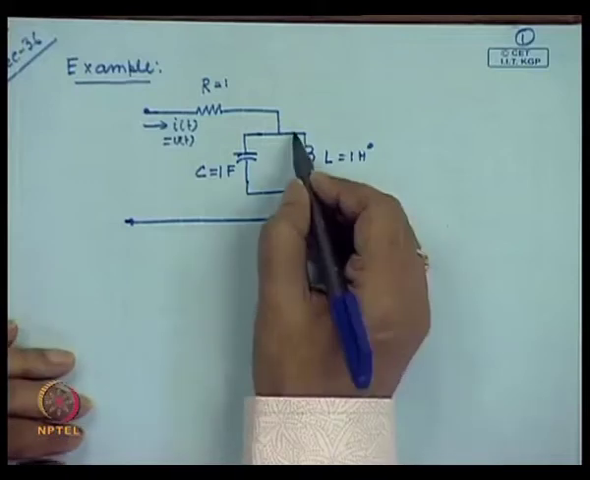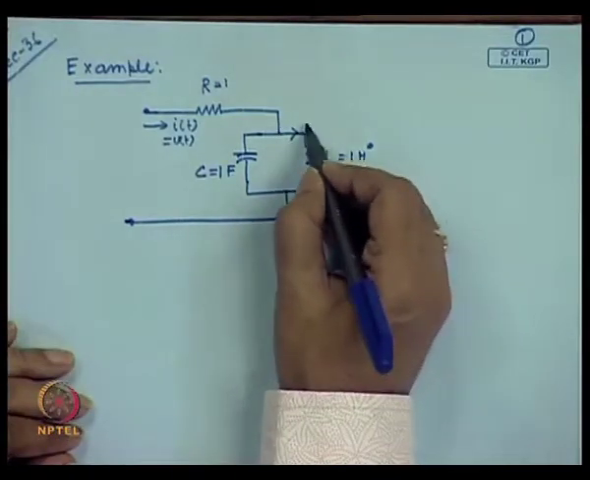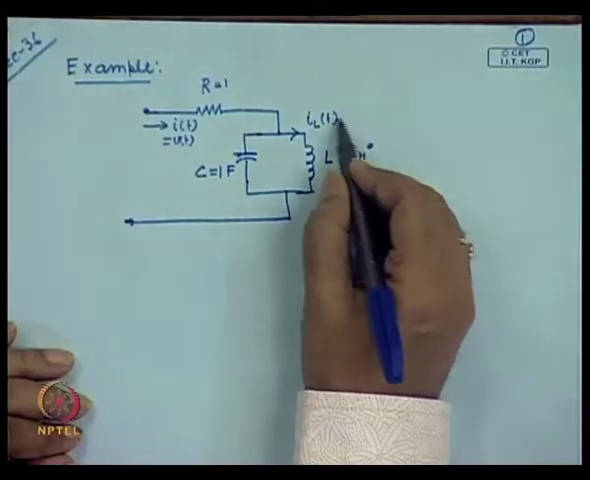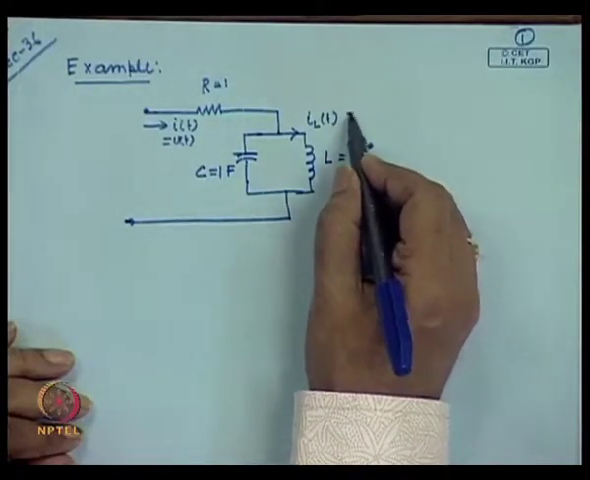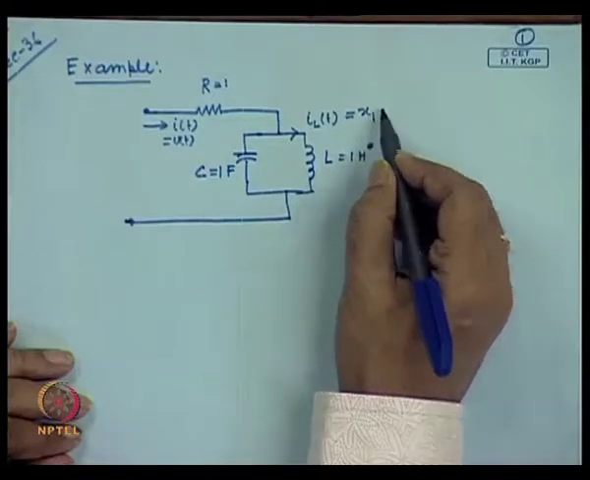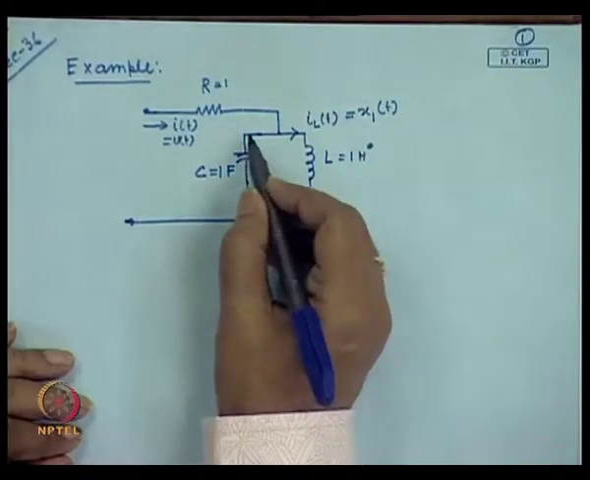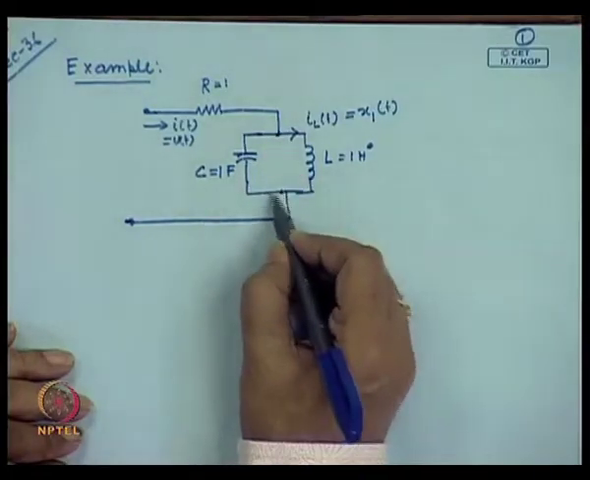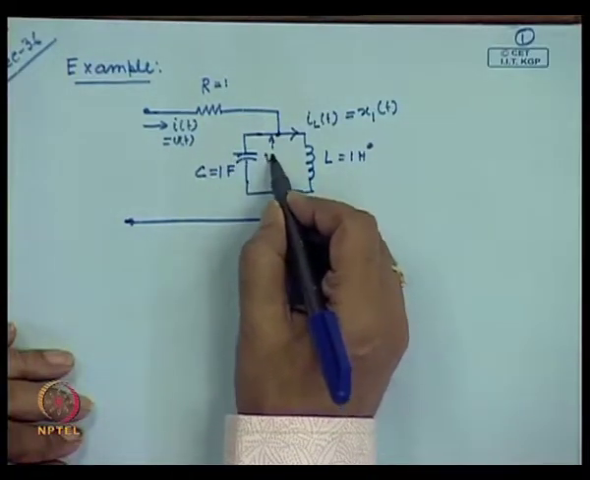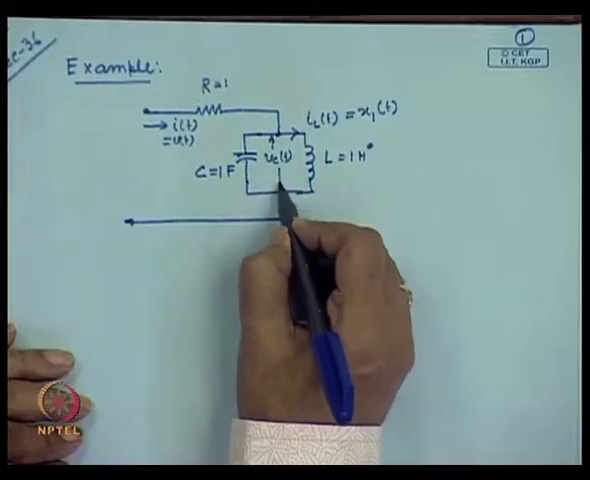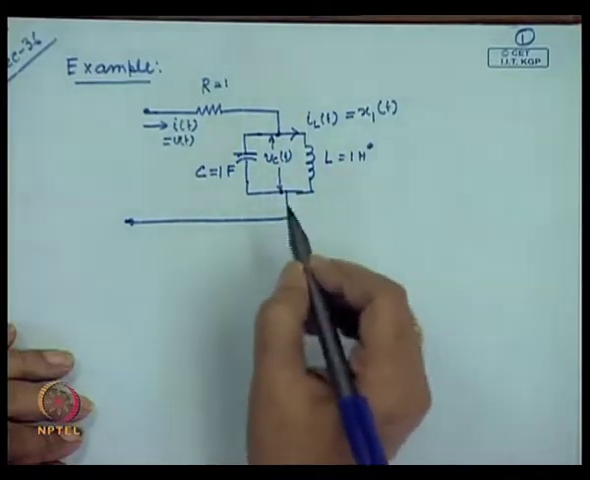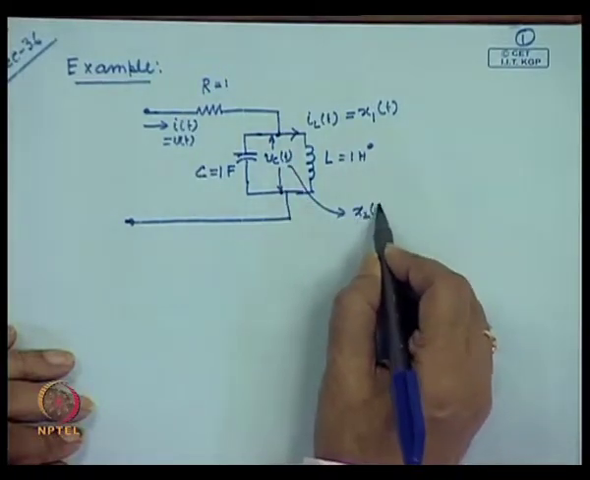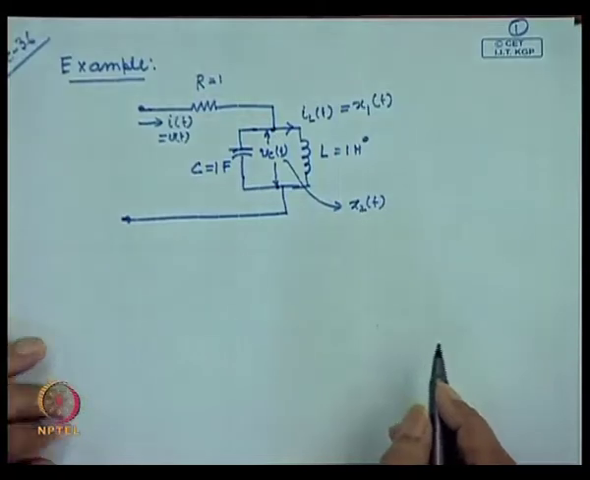Agree? So, let us call the current flowing through this inductor I L of t, which we denoted, the current flowing through this is denoted by a variable x 1 of t. Agree? So, the voltage across the capacitor, V c of t, agree, that we denoted by a variable x 2 of t, is the voltage across the capacitor.